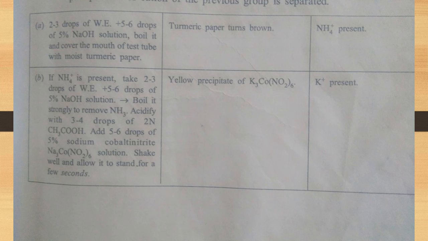Now this test can be replaced by one more test, that is, when ammonium ion is absent, then to the fresh water extract you can add picric acid in alcohol, slightly heat, and you will obtain the picrate derivative, that is a yellow precipitate. You will record potassium is present.